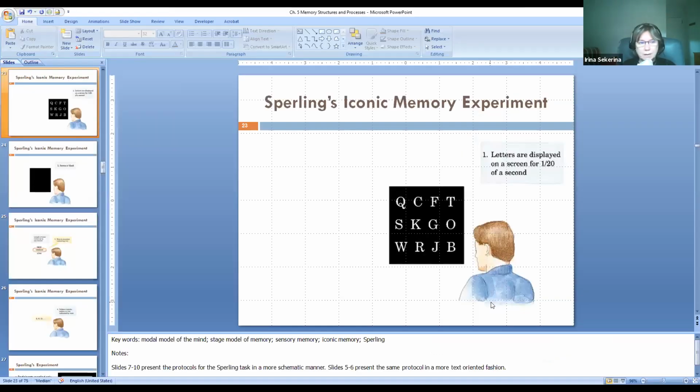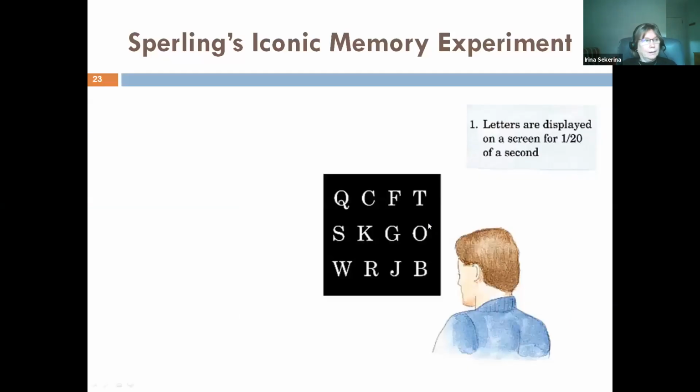Okay, let's continue. So this is what Sperling did, and I hope we might try to do a little bit of a demo of his experiment on Tuesday. He presented his participants with a visual display, the one that you see in front of you, that contained a 4x3 matrix of letters. And they were presented very, very briefly, as you can see. So 1/20th of a second, that's 50 milliseconds. That's extremely fast. Normally you would perceive it as a flicker. You won't even supposedly see anything. With training, you can start getting better with this.